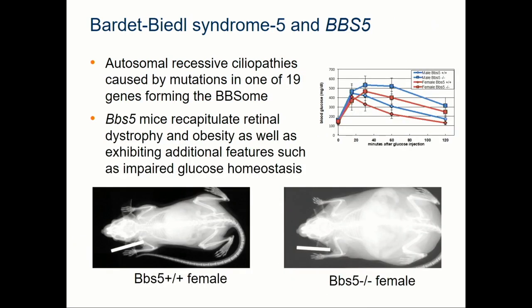There's a similar example, Bardet-Biedl syndromes, which are a set of recessive ciliopathies caused by mutations in any one of 19 genes that form this BBS-some. For one particular gene, BBS5, we found the mice recapitulate the retinal phenotypes and clearly the obesity phenotype shown over here on the right. But they show some other interesting changes, such as impaired glucose homeostasis that's not described in patients, but maybe it's an interesting thing to look into in the patients.